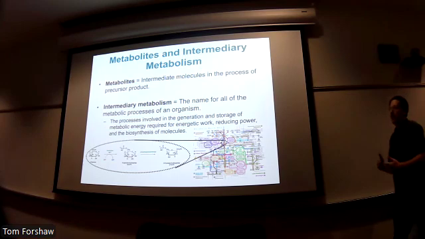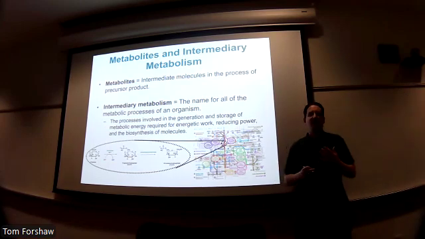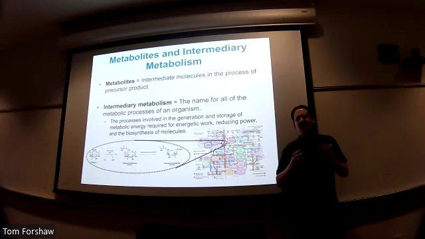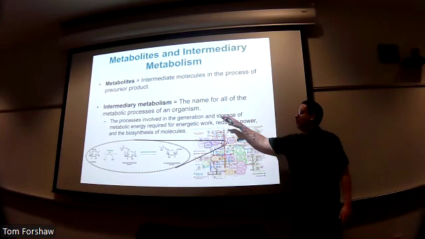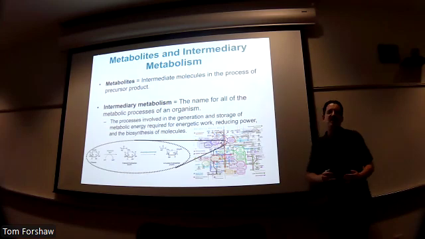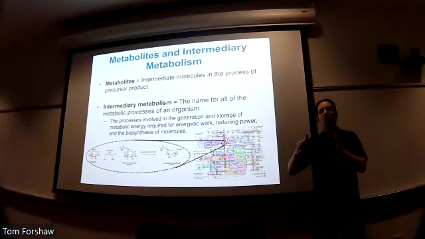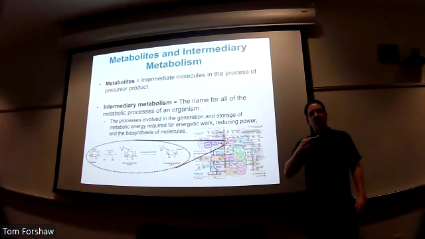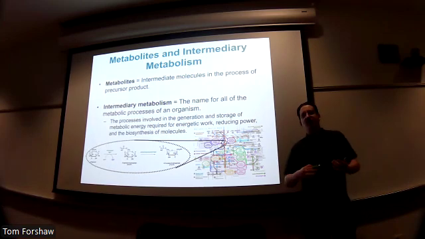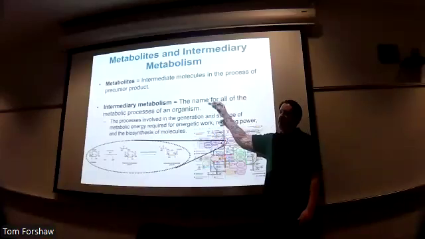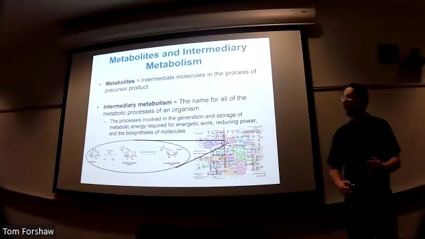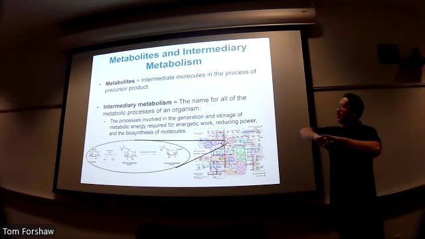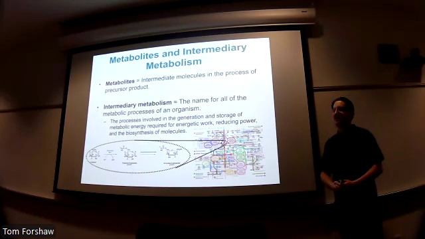Now, in this process of making things and breaking them down, what is in between are metabolites. Metabolites are intermediates of turning one chemical into another in your body, such as turning glucose into glucose 6-phosphate, into pyruvate. Those are all metabolites. And these metabolites together make up intermediary metabolism, which is all of the metabolic processes in the cell.